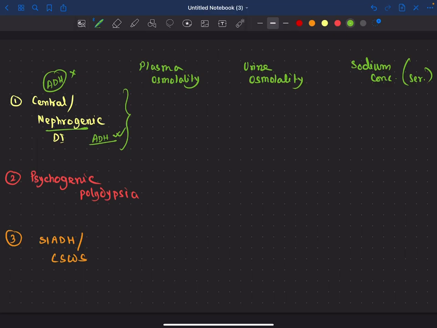So ADH is responsible for antidiuresis, meaning water reabsorption. So facultative water reabsorption, if that is not happening, water is not going into the intravascular space, so there will be high plasma osmolality. Water is lost through the urine, so there will be very low urine osmolality. As the water contained inside the plasma is low, that can result in hypernatremia.